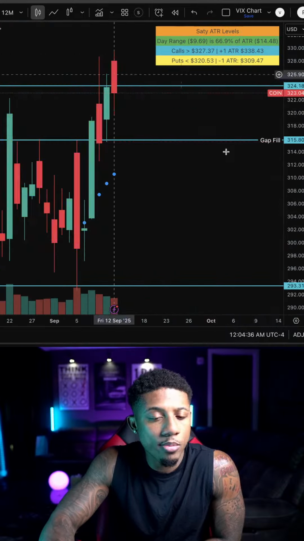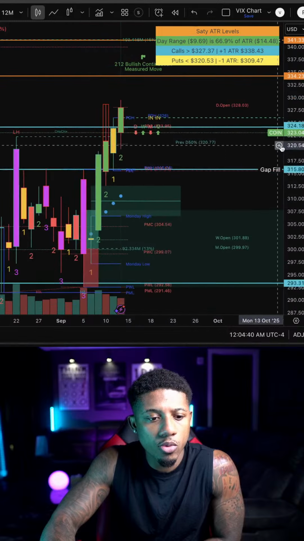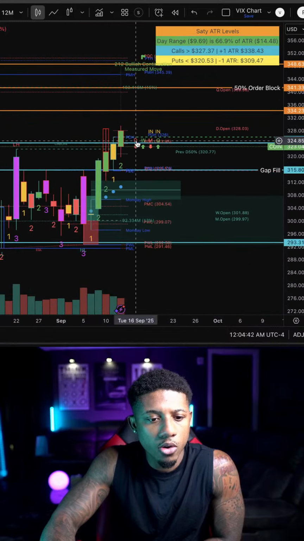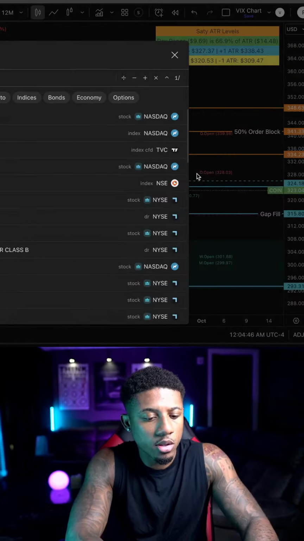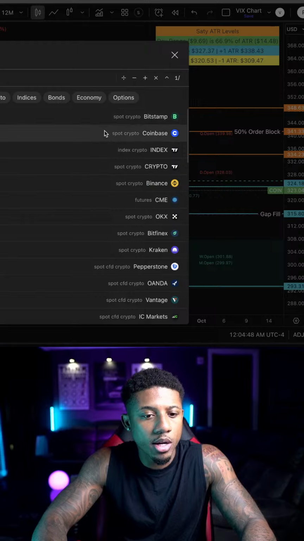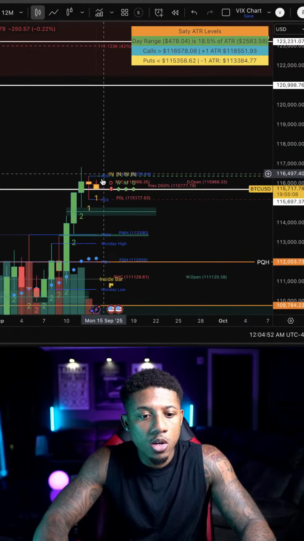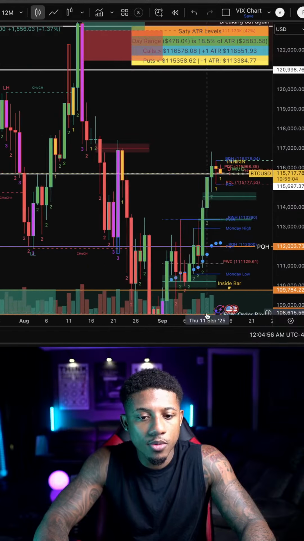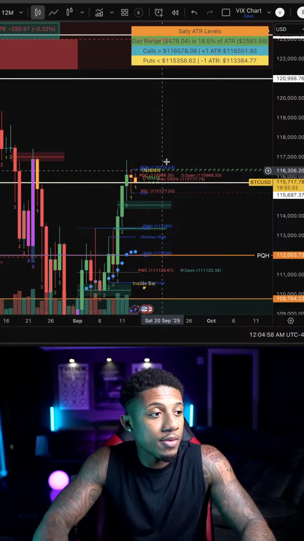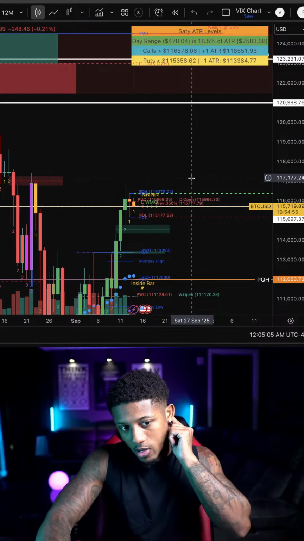Let's take a look at Coinbase. So I actually took Coinbase calls breaking out of this range here. What I'm looking for is Bitcoin. I'm actually looking for Bitcoin to make a clean break, especially with the event coming up for FOMC. Bitcoin is currently sitting at around 115.7, 115.719. I can't read that.